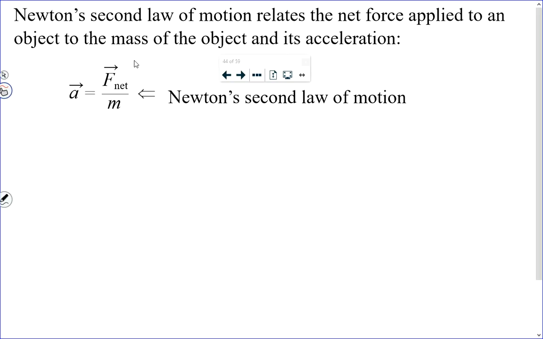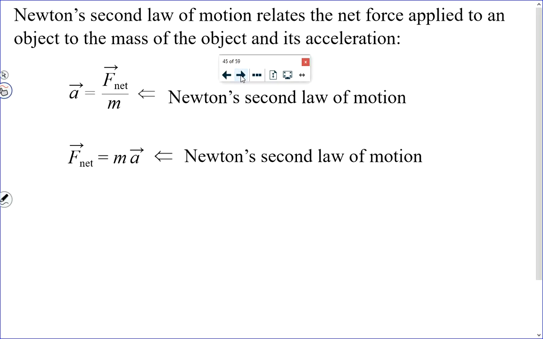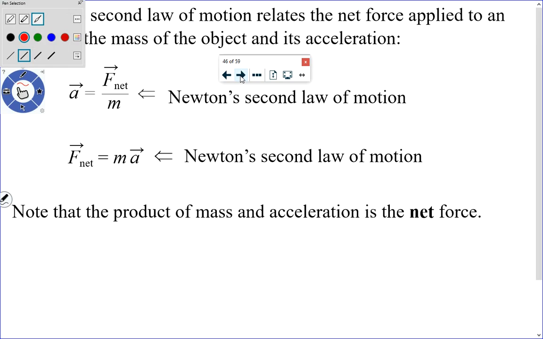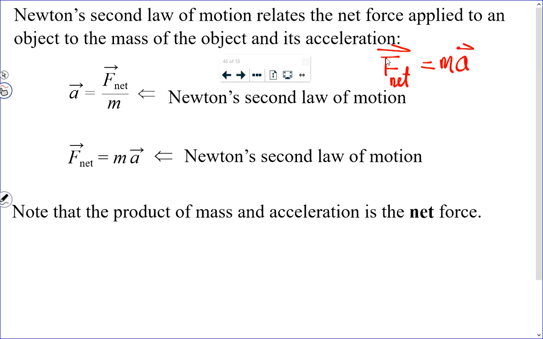And although that's how it appears on your formula sheet, 99 times out of 100, I will write it this way, and you will probably get accustomed to writing it this way, that the net force is equal to the mass times the acceleration. And I guess just the point I'm making here is it's net force we're talking about. It drives me a little batty when I see people write F equals MA. It's not F equals MA, it's F net equals MA. You want to be very careful about that moving forward.